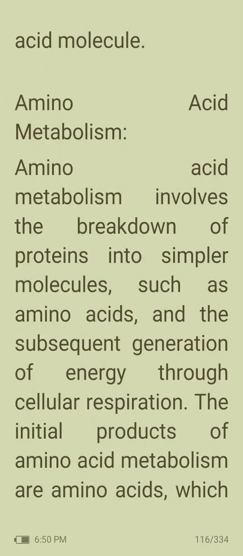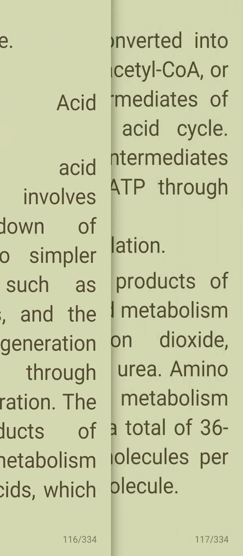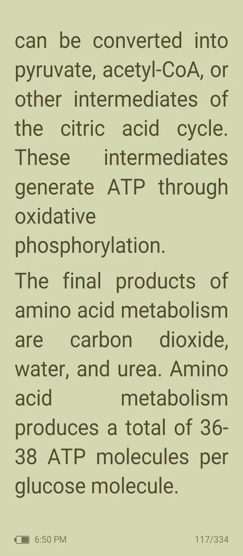Then amino acid metabolism. Amino acid metabolism involves the breakdown of proteins into simpler molecules such as amino acids and the subsequent generation of energy through cellular respiration. The initial products of amino acid metabolism are amino acids, which can be converted into pyruvate, acetyl-CoA, or other intermediates of the citric acid cycle. These intermediates generate ATP through oxidative phosphorylation. The final products of amino acid metabolism are carbon dioxide, water, and urea. Amino acid metabolism produces a total of 36 to 38 ATP molecules per glucose molecule.